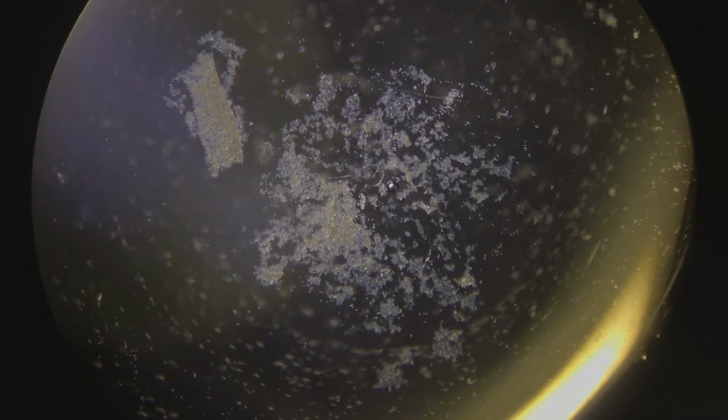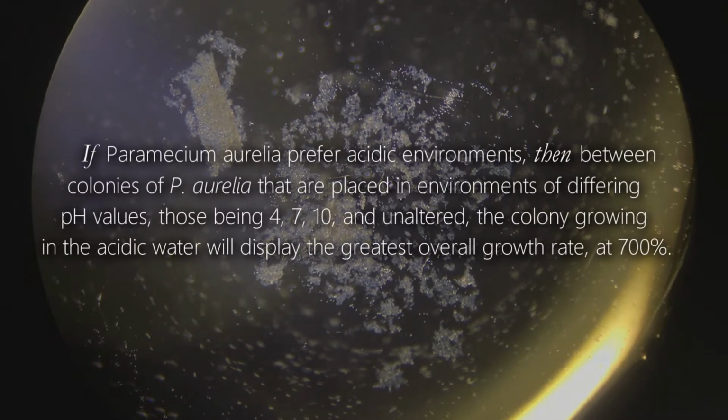We hypothesized the following. If Paramecium aurelia prefer acidic environments, then between colonies of P. aurelia that are placed in environments of differing pH values, those being 4, 7, 10, and unaltered, the colony growing in the acidic water will display the greatest overall growth rate at 700%.